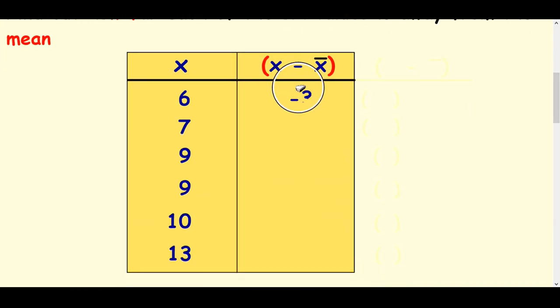6 take away 9 is -3. Then 7 take away 9 is -2. 9 take away 9, that's straight on the mean, so that'd be 0. That's the mean as well, so it'd be 0. 10 take away 9, that's above, so it's 1 above. And 13 take away 9 is 4. Now, to get the average that they're away from the mean, you would add them all up and divide by 6. But watch what happens when you add them all up: 4, 5, 0, 0, -2, -3. You're going to get 0.